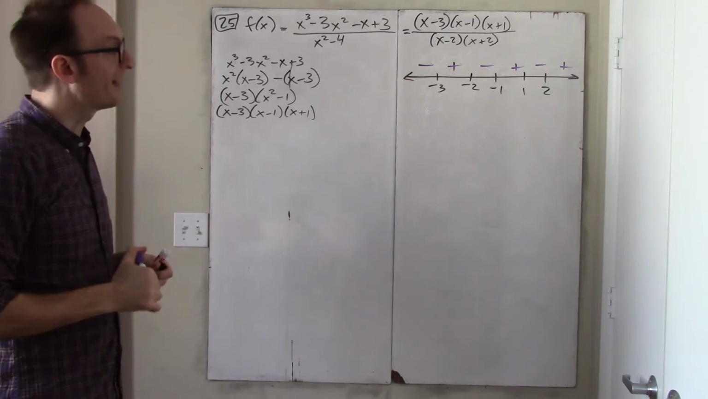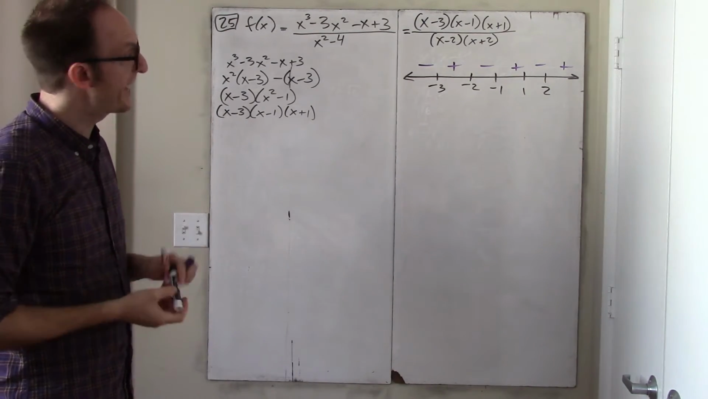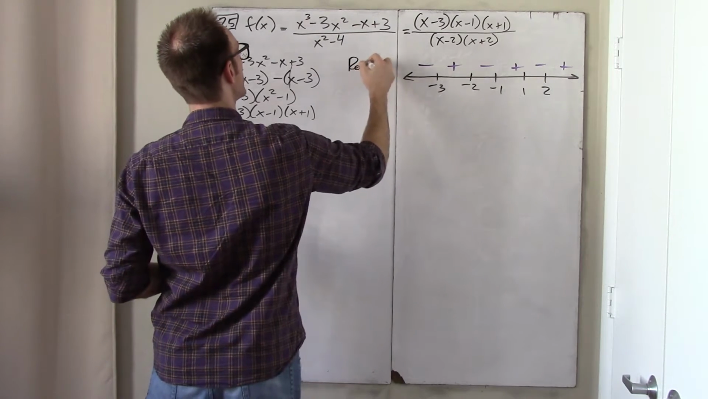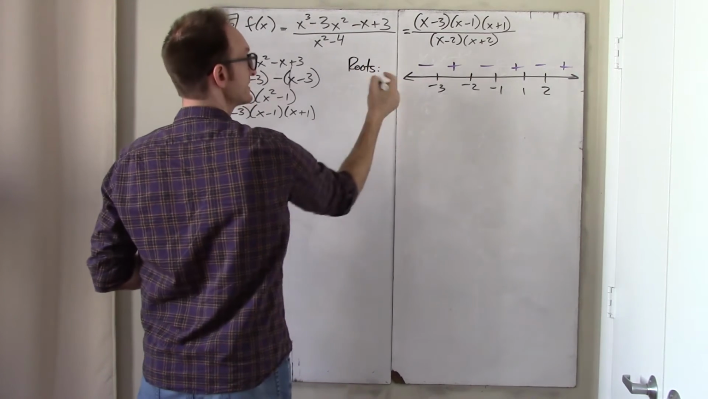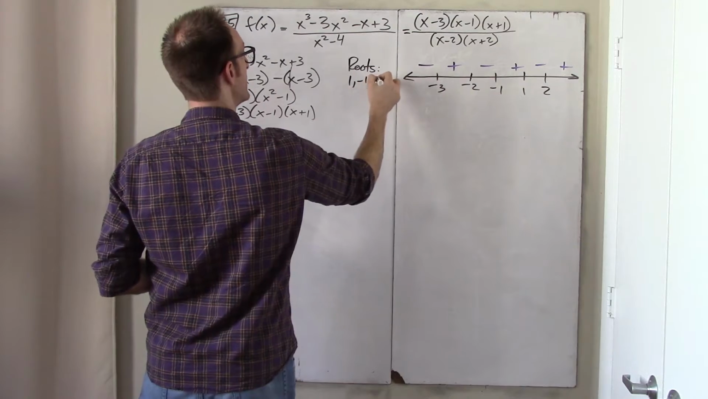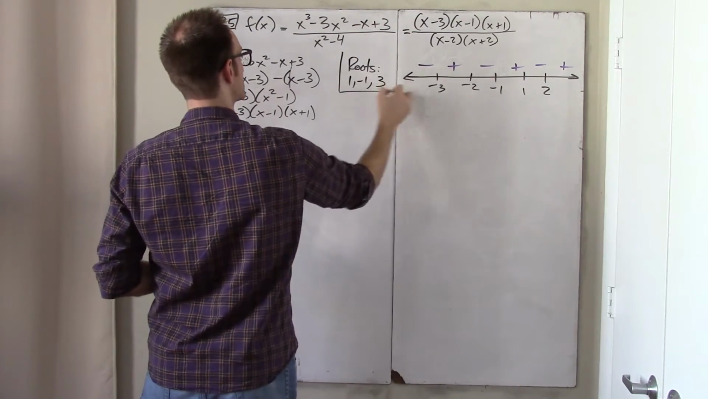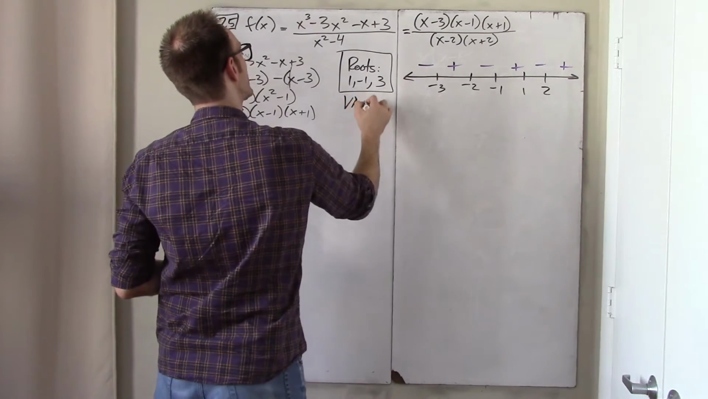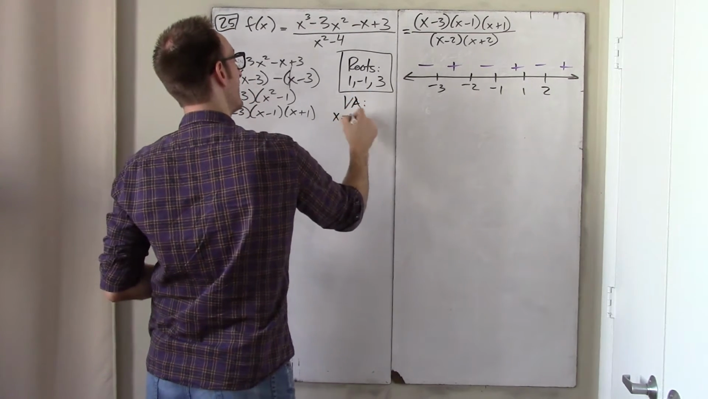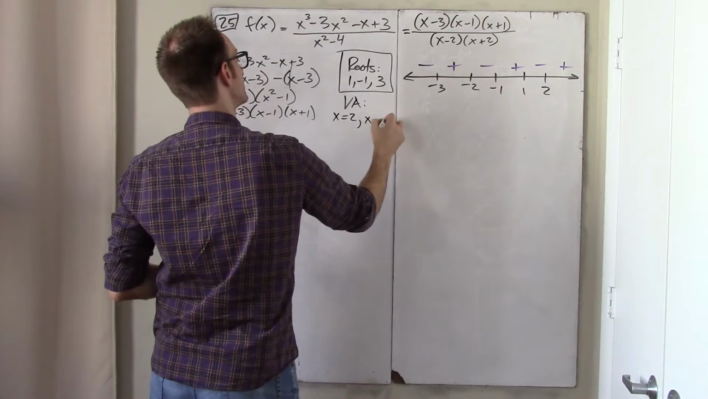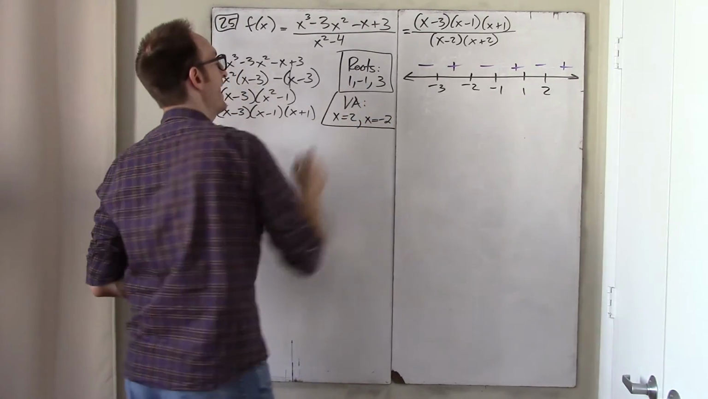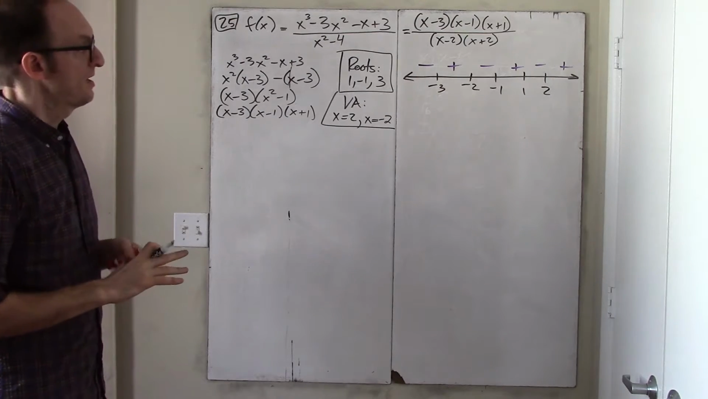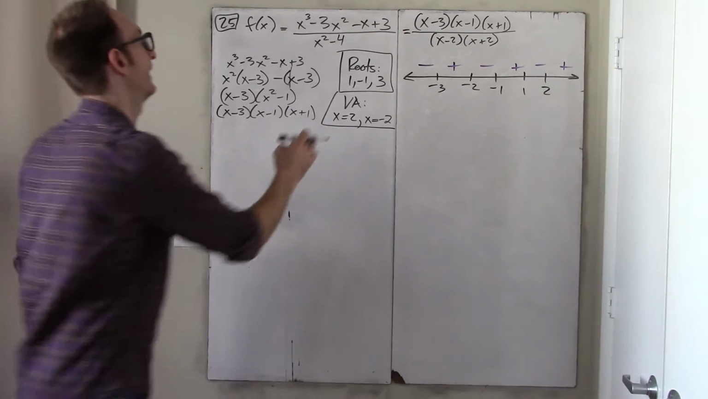Okay, wow, what now? What are my roots? I'll just list them right here to save space. They are 1, negative 1, and 3. So that's nice. What else? I'm going to have some vertical asymptotes. What are they? Well, x equals 2 and x equals negative 2. That's a fact because near those numbers my denominator will be very tiny, making the function very huge.